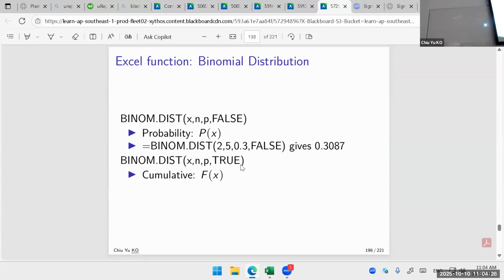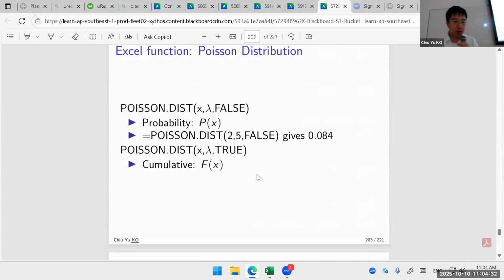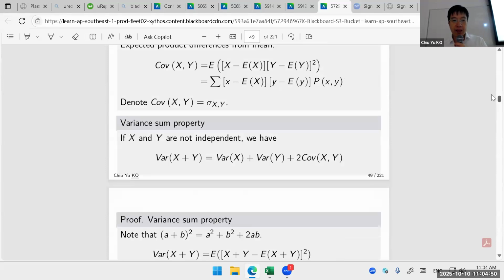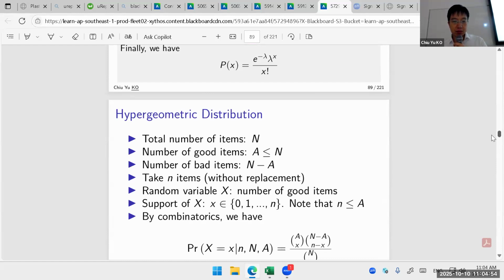Okay. So in case it's okay, then it will not be difficult to do Poisson. Poisson is even simpler, because Poisson doesn't have N and P, just one lambda. We just put X and lambda. For the P it is false, for the F it is true. So let's directly show you how to do it from our exercise. Let's go back to our exercise for the Poisson.